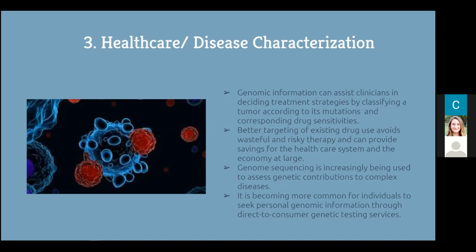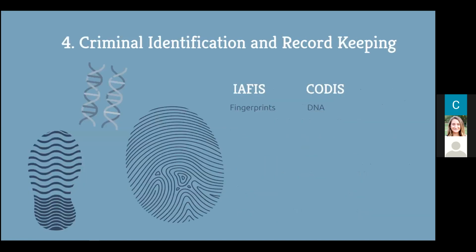And relating to what I mentioned about the direct consumer genetic tests, although these tests are not accredited for clinical diagnosis, individuals are gravitating towards the use of these for personal genomic information. Lastly, we see the use of these technologies in criminal identification and record keeping with the use of APHIS and CODIS, which Maggie will discuss in the next section.